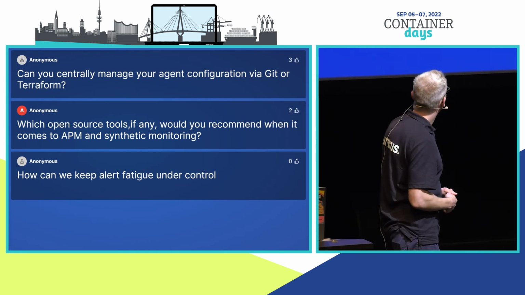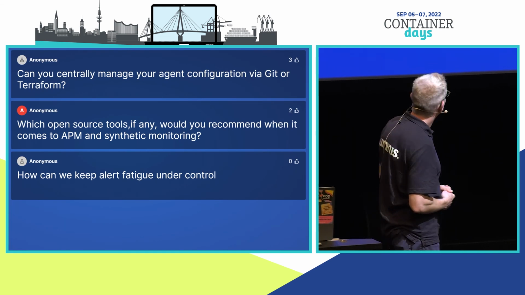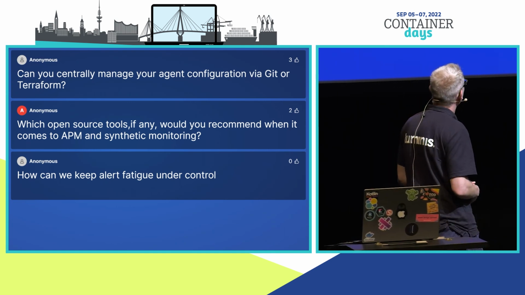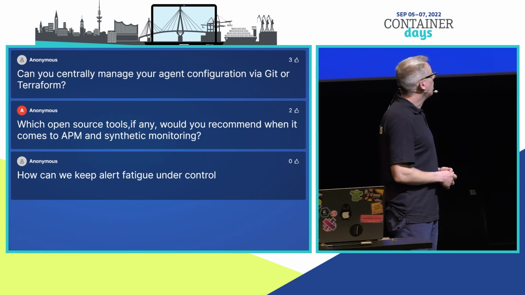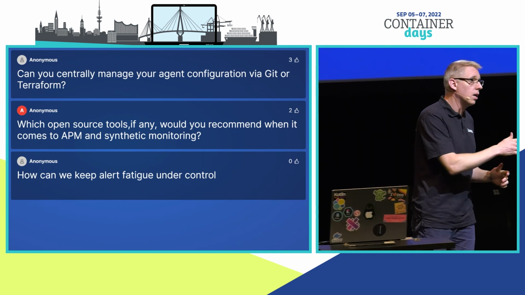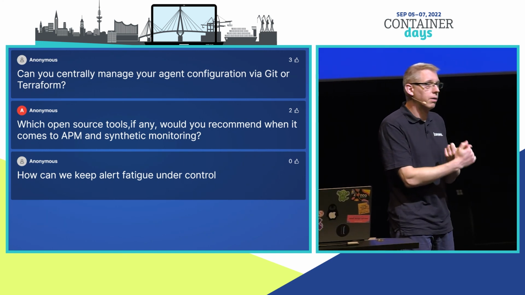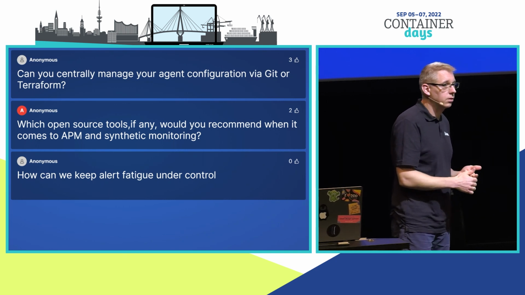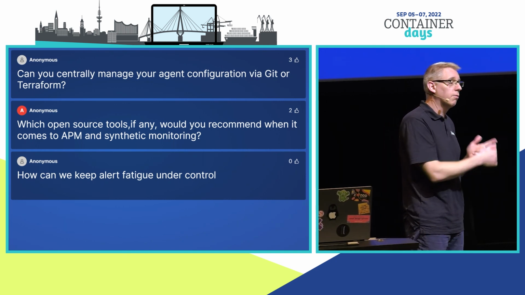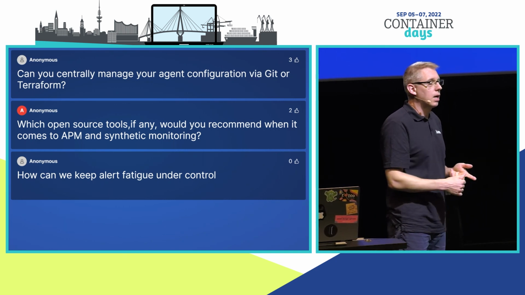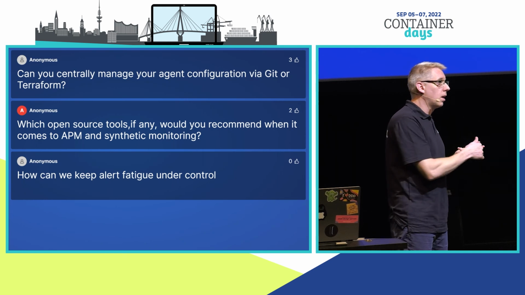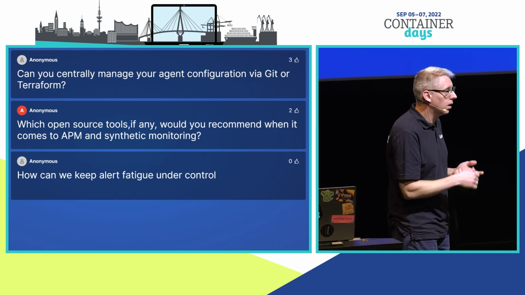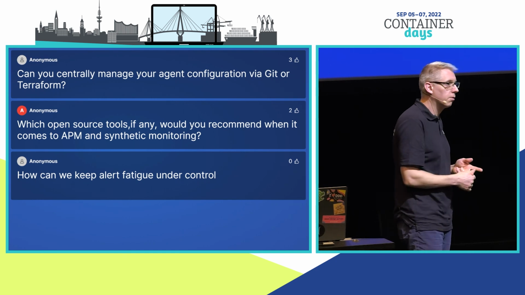Okay. What do we have? Can you centrally manage your agent configuration via Git or Terraform? Yeah, really good one. As you saw, for the agent configuration you actually have two options. Either you configure it all yourself manually and send it out, then you can definitely do it like this. Or you use Fleet, and then Fleet manages the configuration for you. And in the end, I don't think there are official APIs from Elastic yet for this Fleet configuration part. I hope they'll come so that we can actually do this through Terraform.